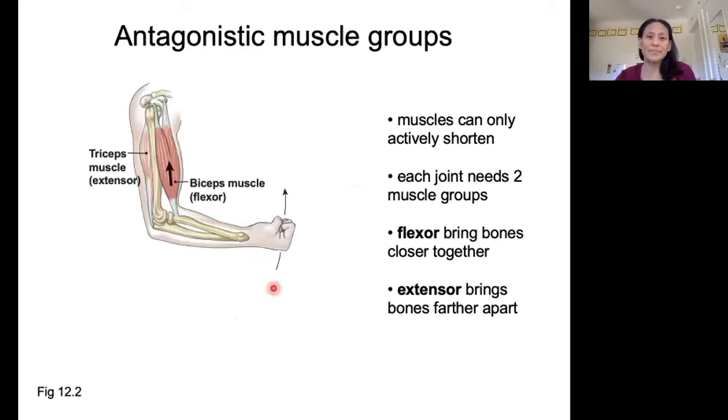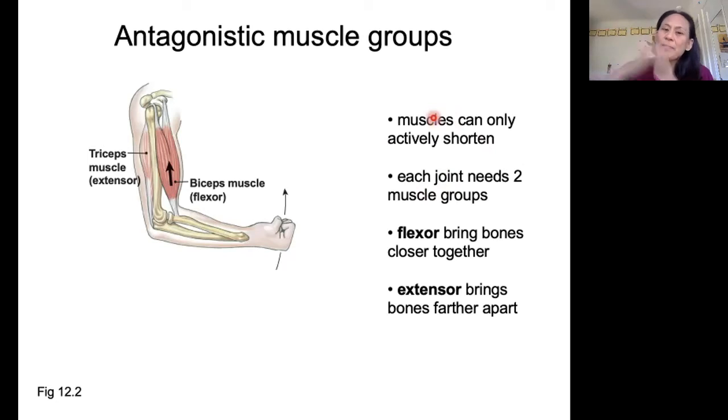Okay, I want to introduce to you this concept of antagonistic muscle groups. Okay, so first off, I just want to start by explaining to you that the job of skeletal muscle is to move two bones closer to each other or farther away from each other around a joint, right? So looking at my arm here, we're moving the bones closer together or farther apart, okay? Because muscles can only actively shorten and not lengthen, each joint needs two muscle groups around it.